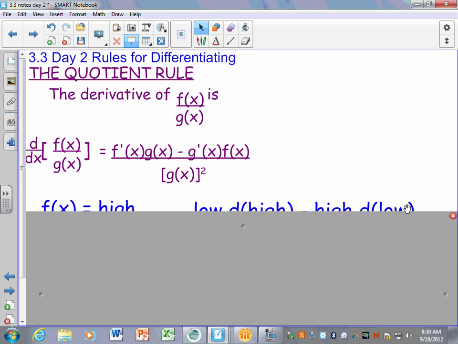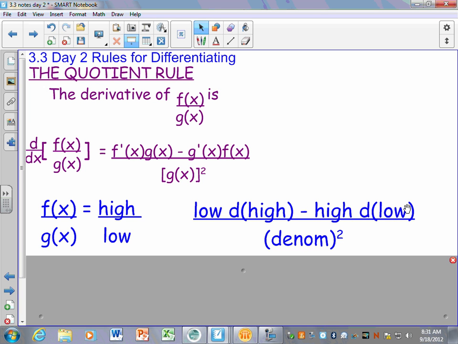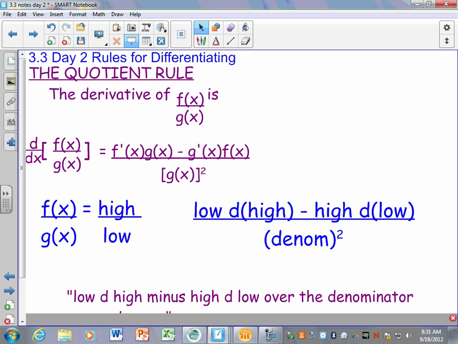So here's one way of remembering this, okay? If you call the numerator high and the denominator low, because high is on the top, low is on the bottom, right? D means derivative, and so you can say low d high minus high d low, all over the denominator squared we go. Look, those are the words that go with it.